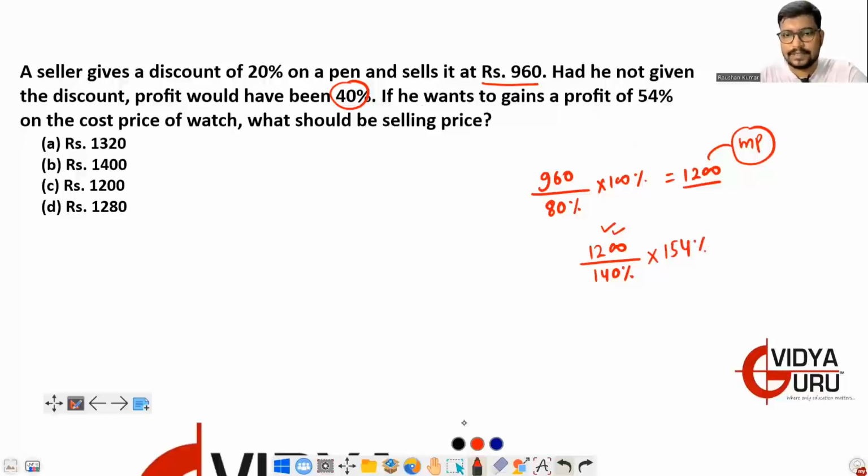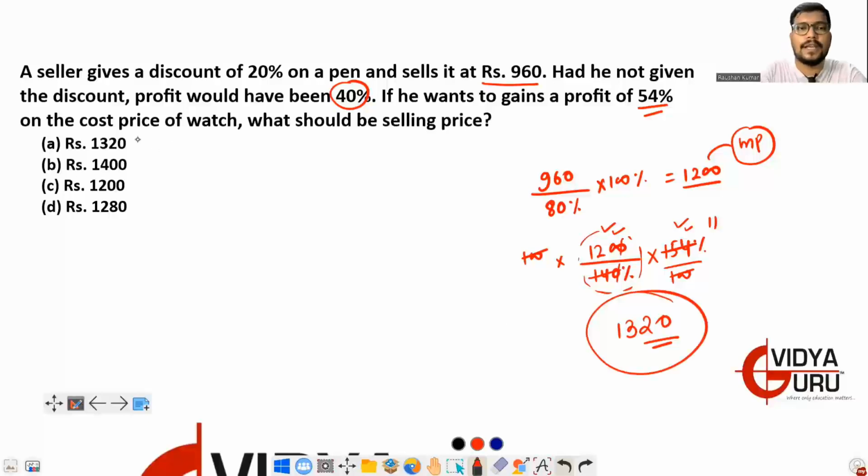See, 1200 should be the value of 140%, and we need the value of 100%. If you multiply it with 100, we will get CP. Now we need the value of cost price here, cost price of watch. If we want a profit of 54%, this should be sold at 154%. So 154 upon 100, right? So now see, if you solve this question, this 0 we can cancel out, and 12 into 14 into 11, we will get 154, right? So 12 into 11 will be 132, and thereafter 10. So our answer should be A.